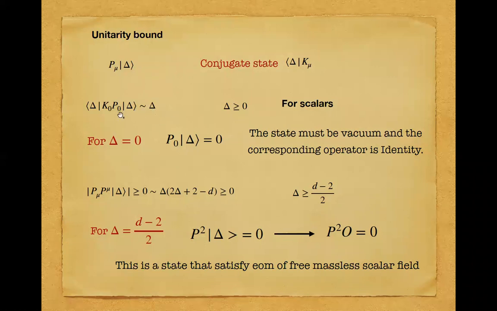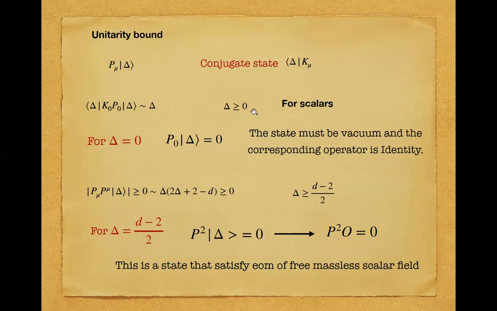Now these are states, so you want the norm of this state to be positive. Therefore this particular computation tells you that delta has to be greater than or equal to 0. This is for a scalar, of course, which is why there is no rotation part. It's only the eigenvalue of the dilatation operator.